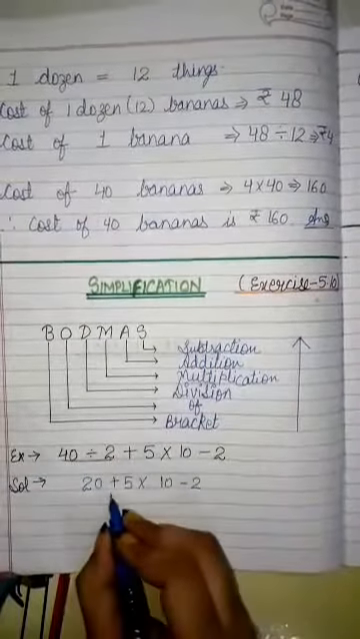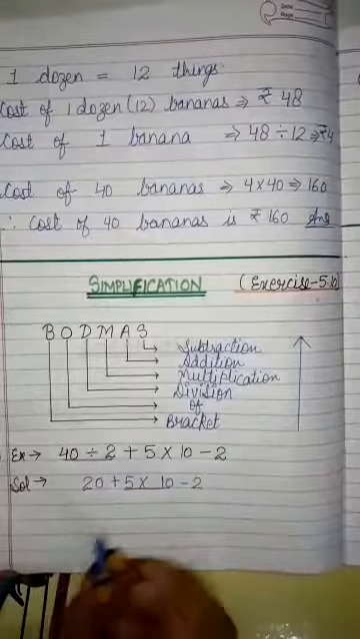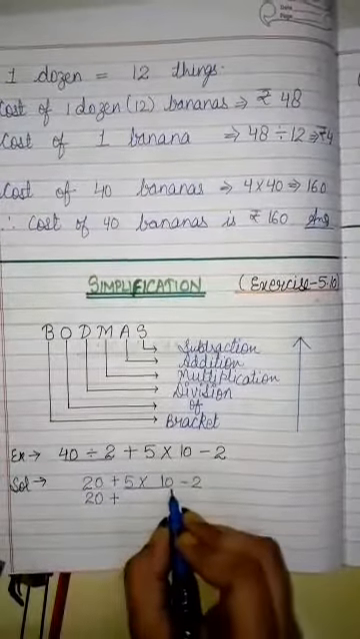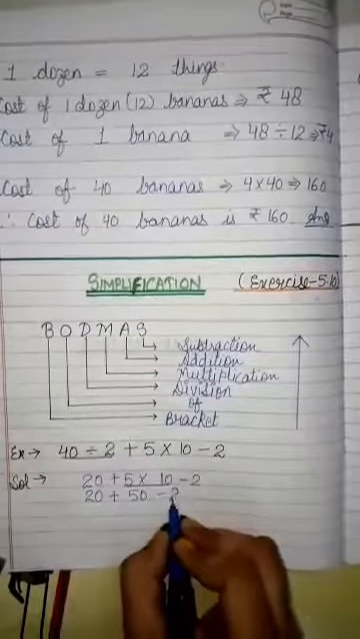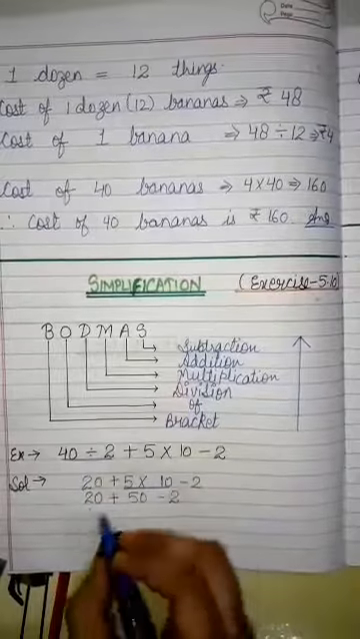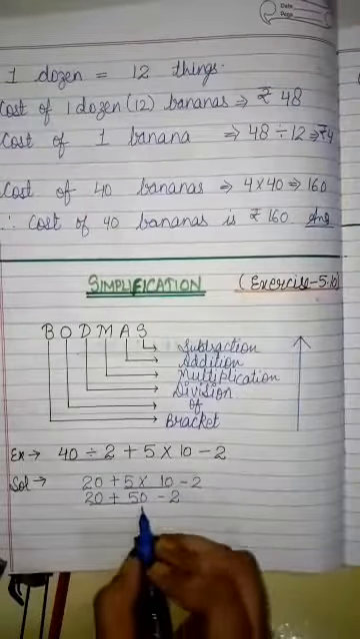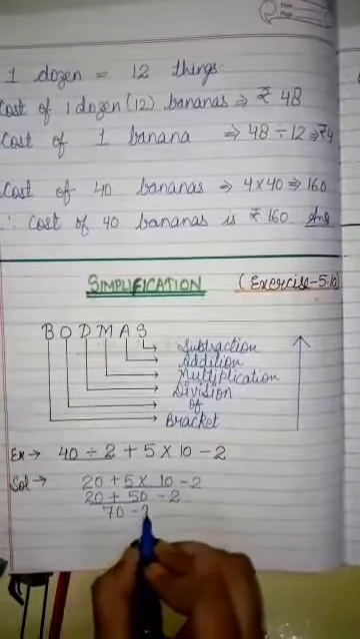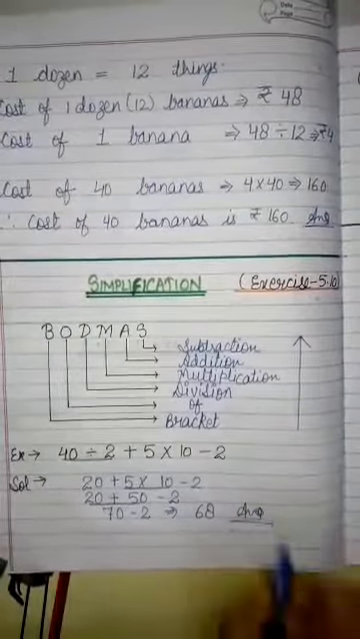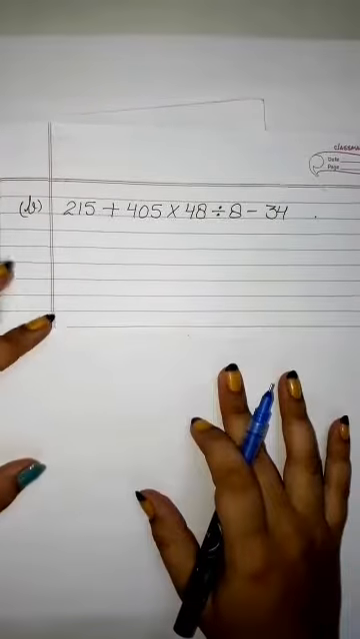Now see, addition, multiplication. So we will be doing multiplication first. 20 plus 5 tens are 50 minus 2. Now addition and subtraction, what you will be doing first? Addition, these two. 20 plus 50, that is 70, minus 2, that means 68 is our answer. I hope it is clear. Now see one more example.